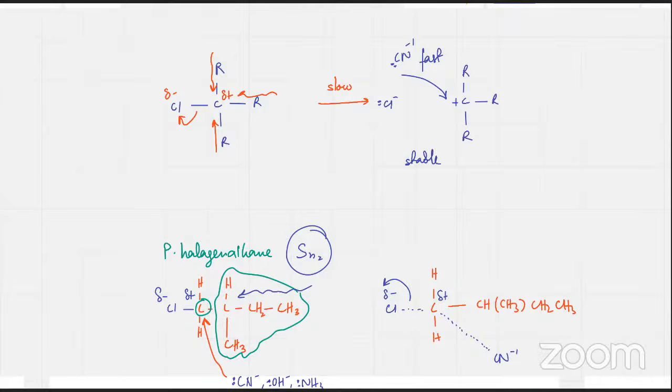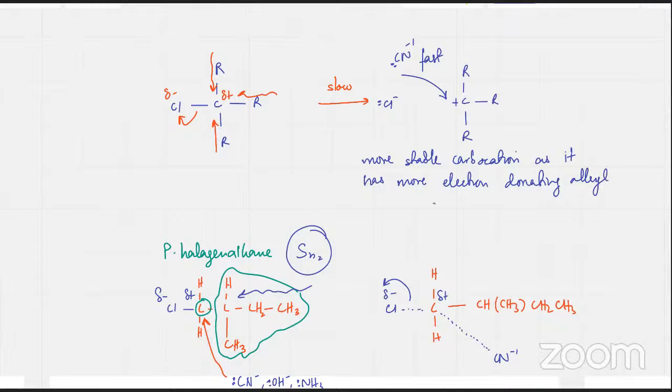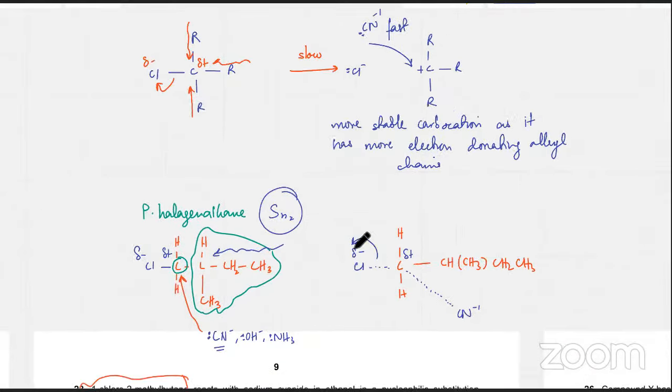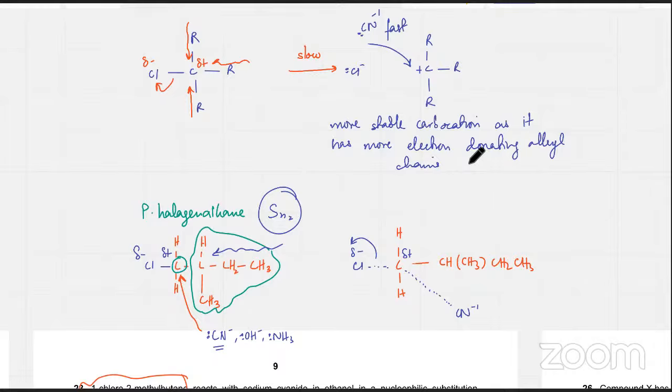That's it. You don't have to explain everything. Just tell them it has a more stable carbocation. And why is it more stable? Because it's got more electron donating alkyl chains. So that's it. This is what you're going to write in your paper. You put your explanation and this would be summed up using this. Is this clear? Yes.